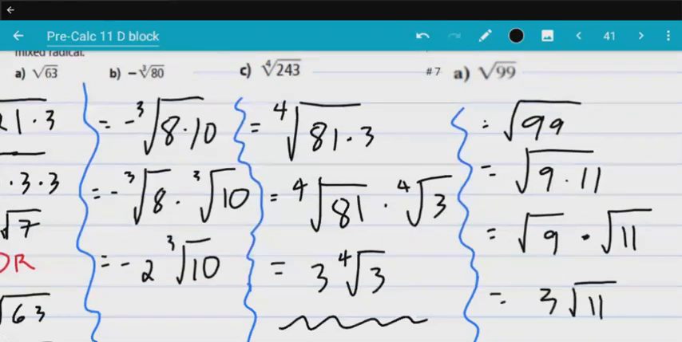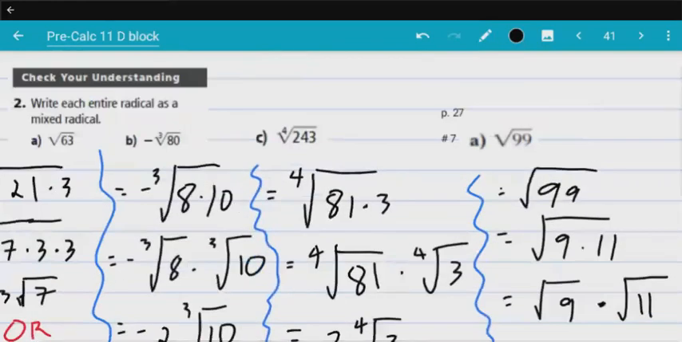Now, guys, I strongly encourage you to look at number 7 on page 27 and do the questions there. I don't remember which letters I assigned, but if I were you, do as many as you need to make sure that you understand the concept of turning an entire radical into a mixed radical before you go to the third Check Your Understanding, because the third one will be the reverse. So please make sure you understand this first before you work on how to do the reverse.